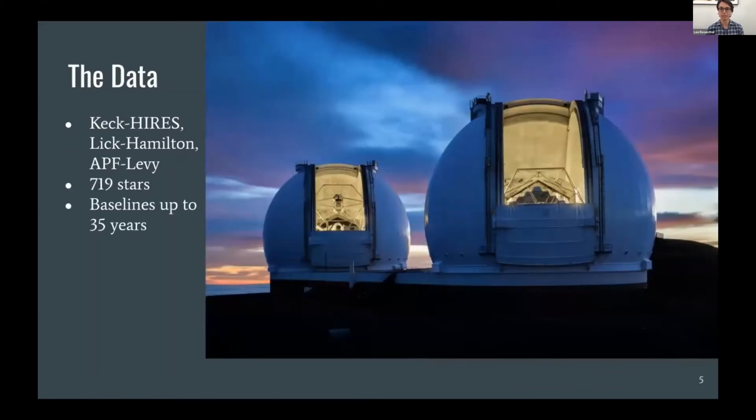So the California Legacy Survey is a continuation of these and other CPS surveys covering 719 bright stars. Our data mostly comes from the Keck high-res spectrograph. This instrument has been taking radial velocities since 1996, which means that many of our stars have 24-year baselines. We supplemented with data from the Automated Planet Finder and Lick Hamilton spectrographs at Lick Observatory.